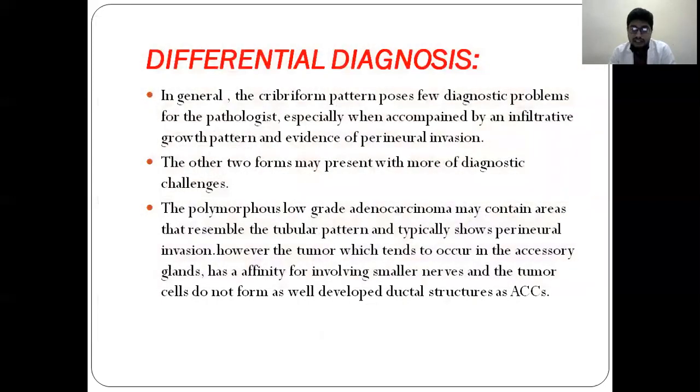The differential diagnosis is very important to diagnose a lesion. Most lesions will have various differential diagnoses, depending on the histopathological image. One thing is that polymorphous adenocarcinoma may contain areas that resemble adenoid cystic carcinoma, but that tumor tends to occur in accessory glands, has an affinity for involving smaller nerves, and the tumor cells do not form as well developed ductal structures as seen in adenoid cystic carcinoma.